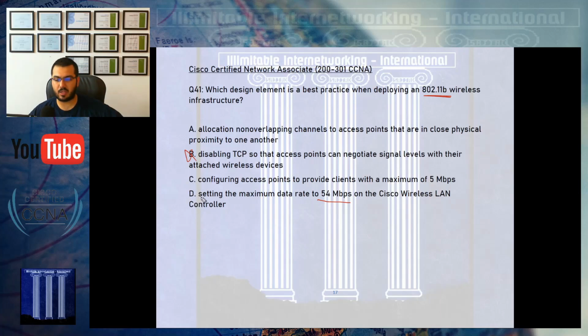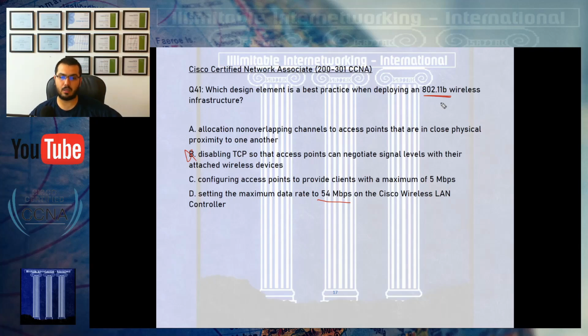Maybe these are some specifications that come with the datasheet of this new protocol, but I will not go with them. What I will go with is the allocation of non-overlapping channels to access points that are in close physical proximity to one another. Maybe because 802.11b, when it came out in its generation back in time, came with a higher speed, higher bandwidth. Higher bandwidth means higher channel bandwidth.